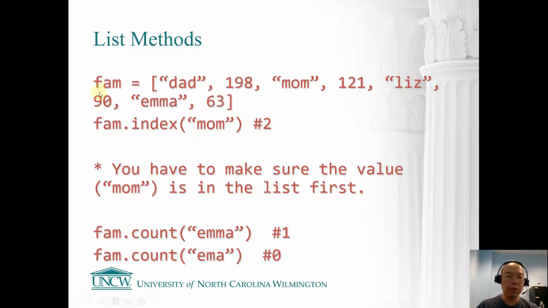For example, we have the fam list, and then we have dad, and dad's weight 198, and then mom, and mom's weight 121, etc. If you want to ask Python to find what the index is for the value mom, you do fam.index mom, and it will give you 2. However, here's something you want to pay attention to. You have to make sure the value mom is in the list first.